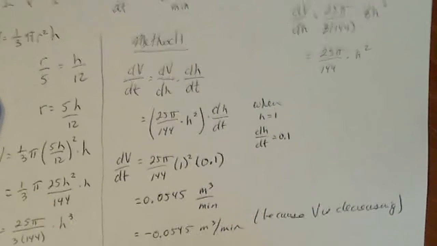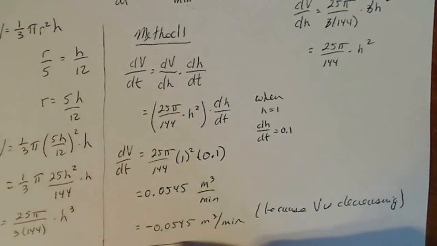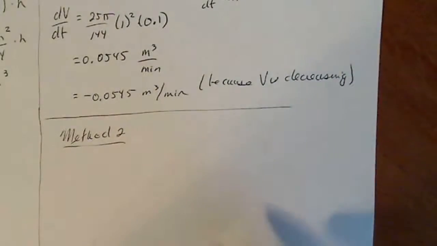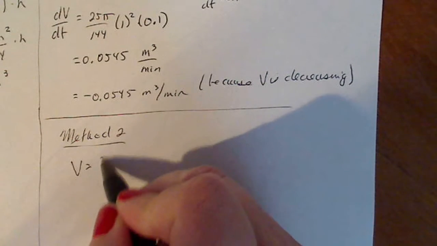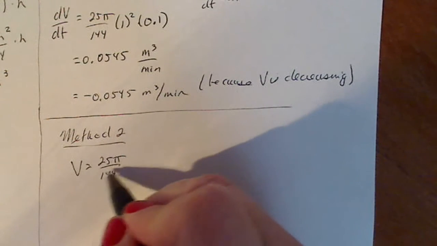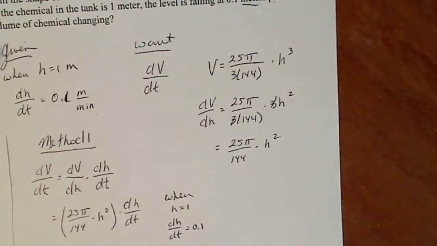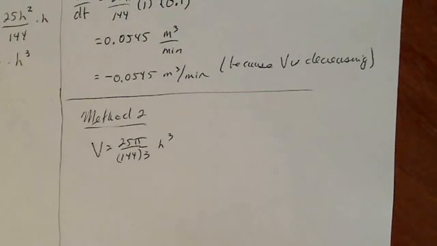Right. That's method 1. Now method 2 in this problem isn't that big a deal because of the beauty of our function that's relating everything together. So method 2 uses implicit differentiation. So I have this relationship that we built: V equals 25 pi over 144 times 3 h cubed. That was given to us up here. We found that relationship, and I'm rewriting it down here.